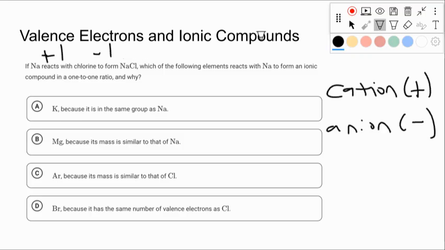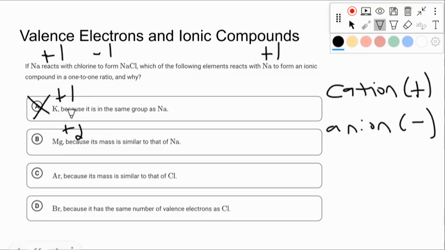Chlorine is a negative 1. It's saying sodium is going to bond with something else again in a 1-to-1 ratio. And why? So will sodium bond with potassium? Well, no, because potassium is a positive 1, and 2 positives do not make an ionic compound, so that's a no. Magnesium. Well, magnesium is a positive 2 because it's in group 2.